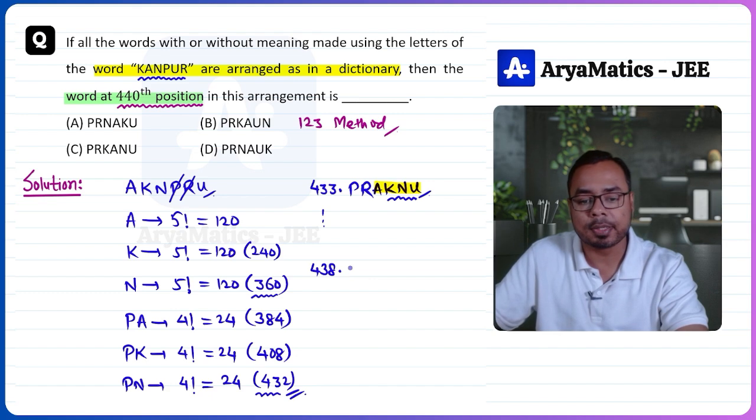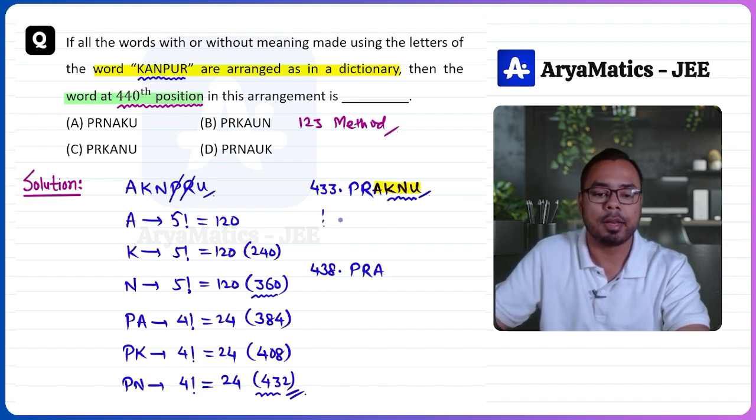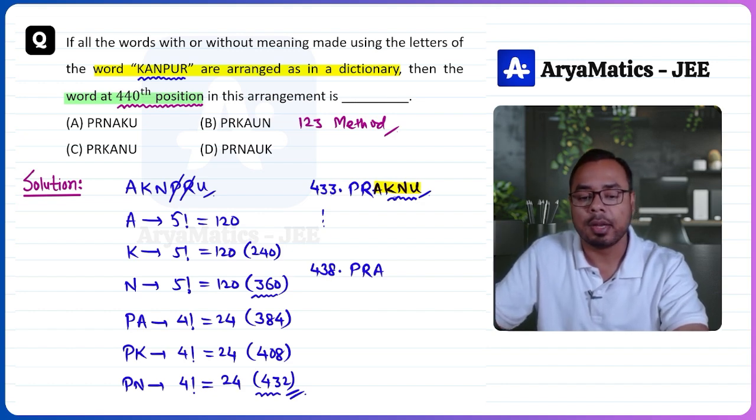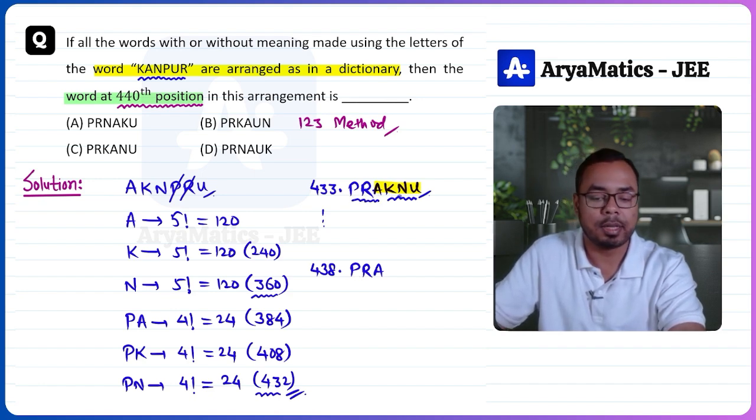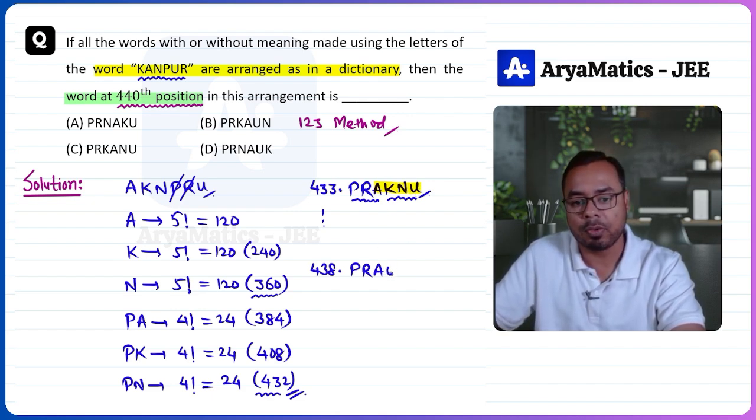So on 438 place also you will have words starting with PRA. In fact, 432 plus another 6, so 438. Now the word on 438 place will be the last word starting with PRA. 433rd is the first word starting with PRA, and 438 is the last word starting with PRA. So if I need the last word, we can arrange the remaining letters in reverse order. That means you have U, and then you have N and K.